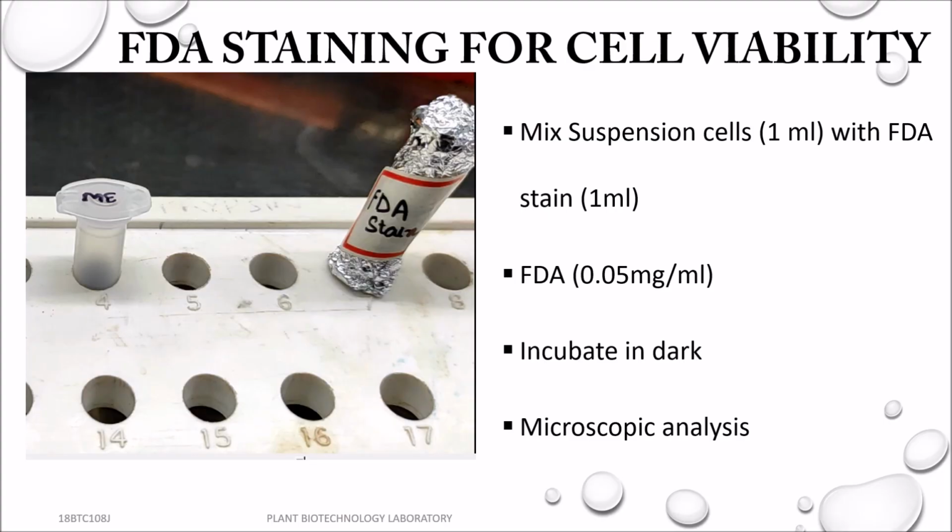Cell viability for the suspension culture is examined by FDA staining assay. Here, 1 ml of the suspension culture cells was mixed with equal volume of FDA stain. Cells mixed with the FDA stain were incubated in dark at 25 degrees centigrade for 5 minutes and the FDA stained cells were observed under fluorescent microscope.